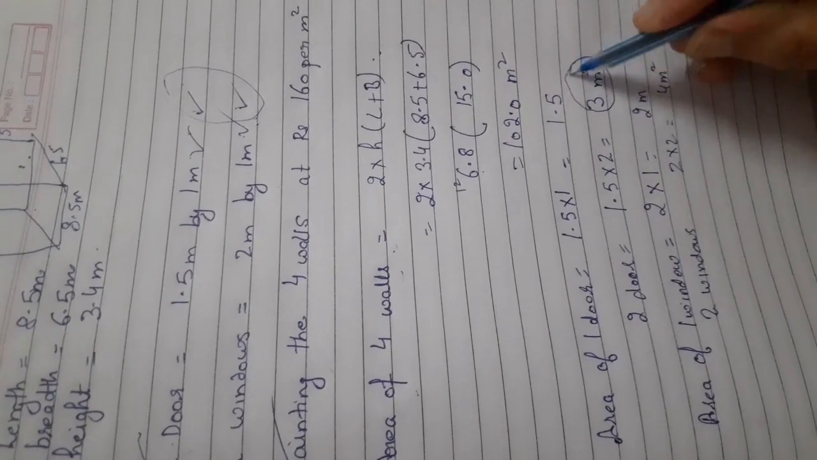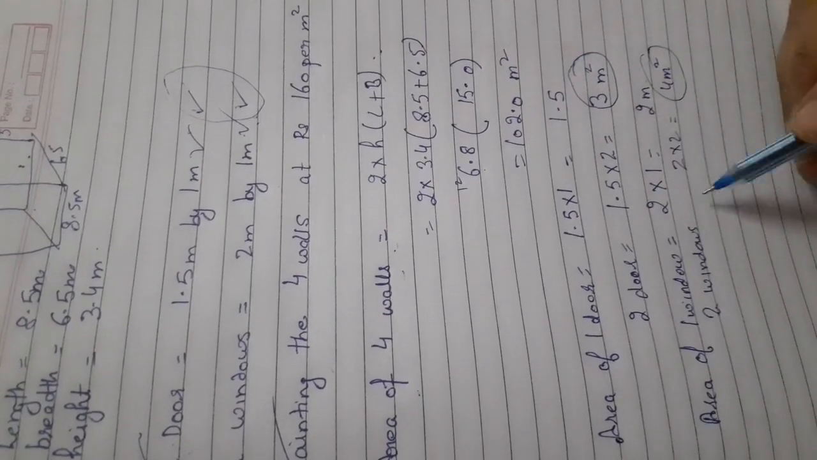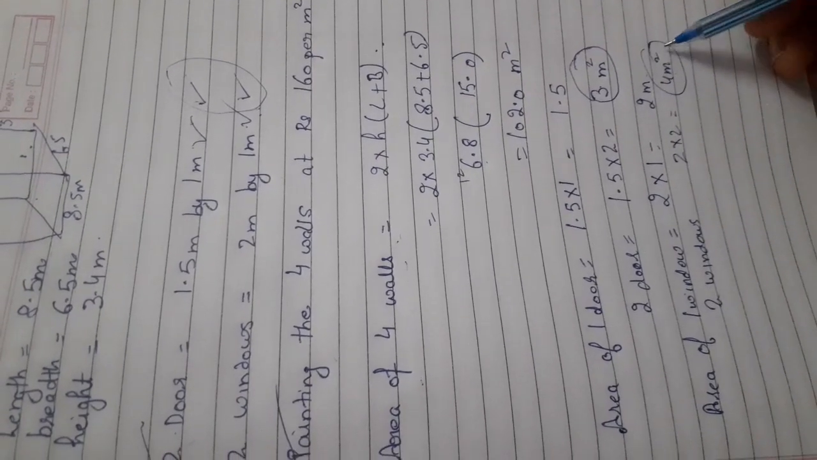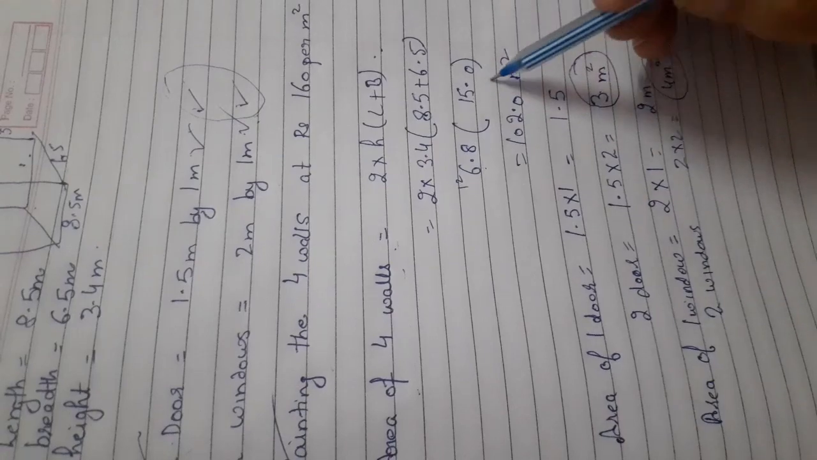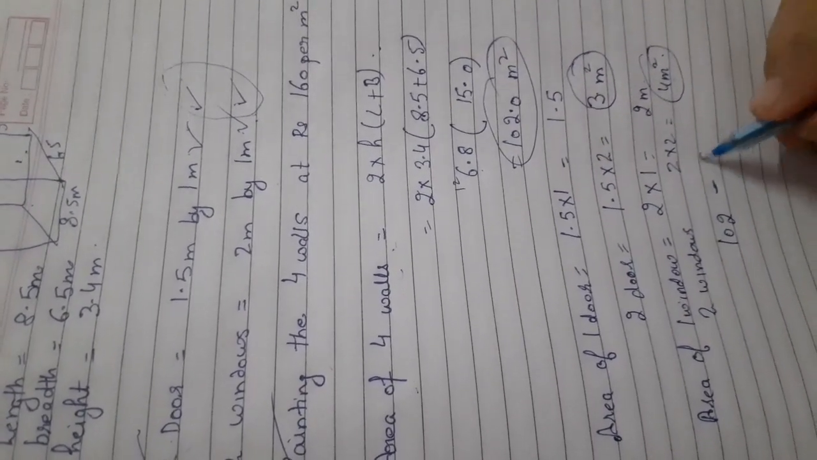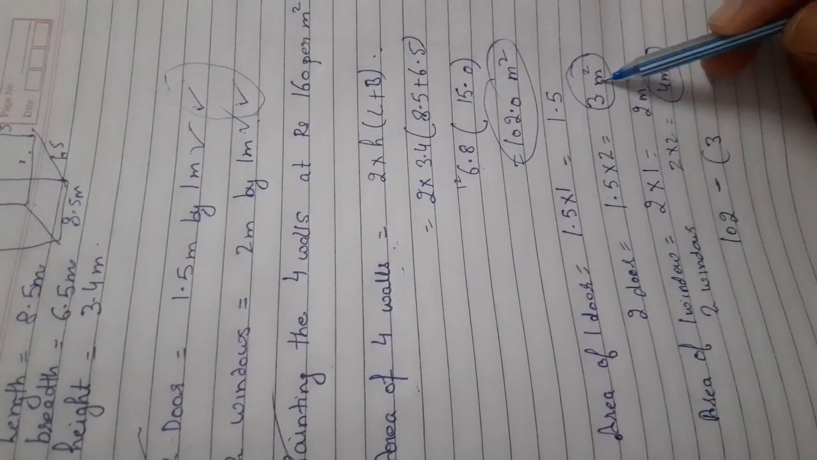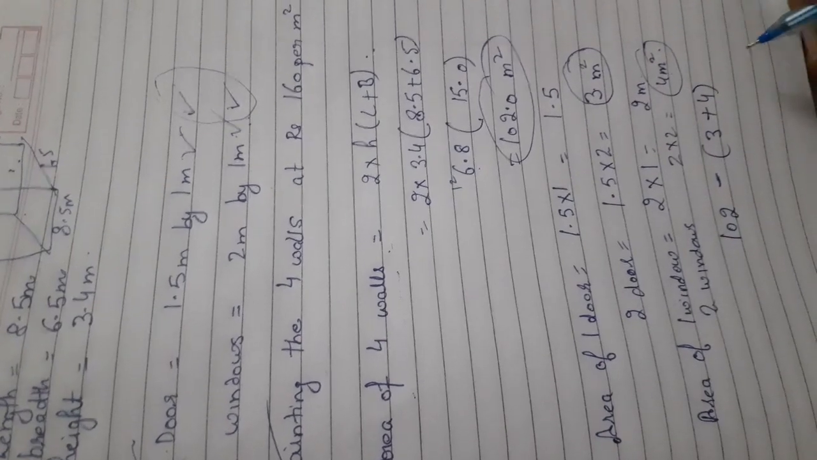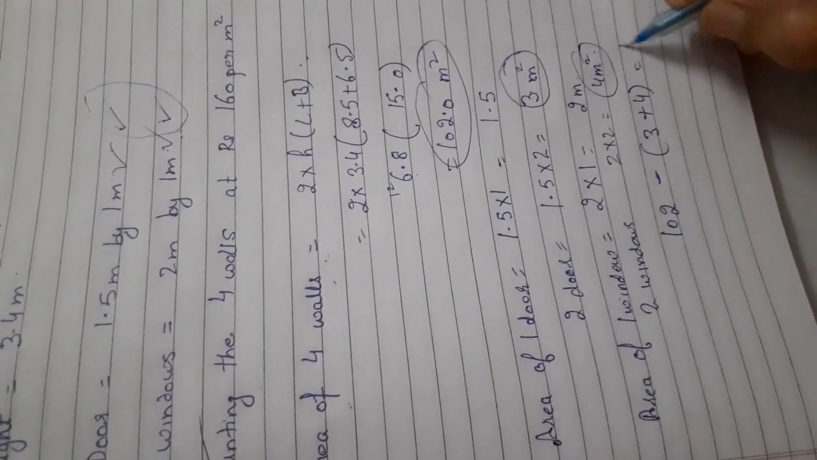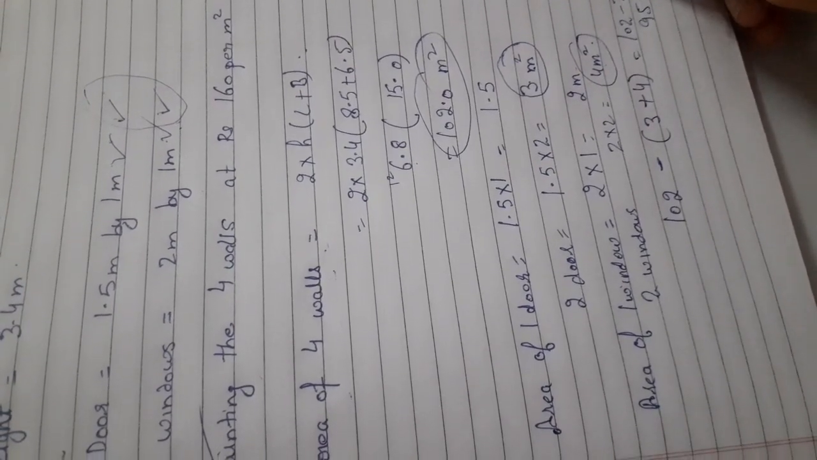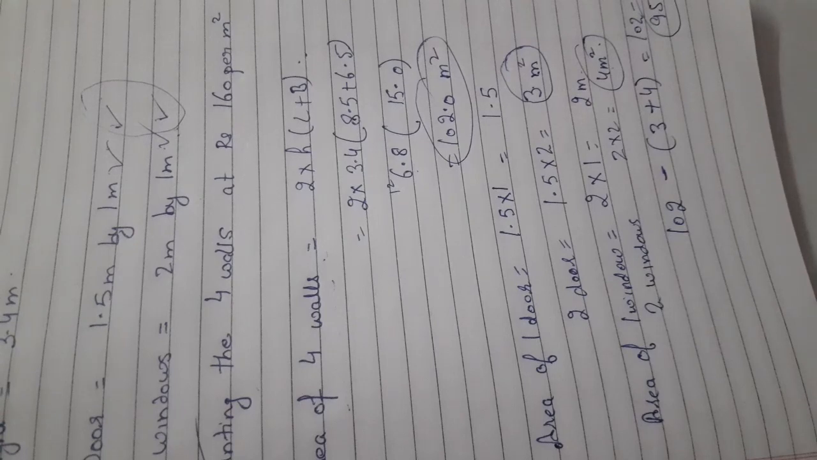So what is the total area of 2 doors? 3 meters square. And the total area of 2 windows? 4 meters square. So from the total area of 4 walls, I have to subtract the area of the doors plus the area of the windows. So it comes to 102 minus 7, or 95 meters square. So 95 meters square is the total area which has to be whitewashed.